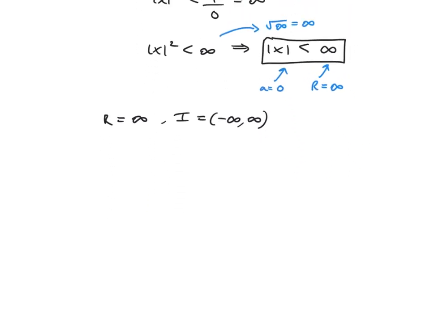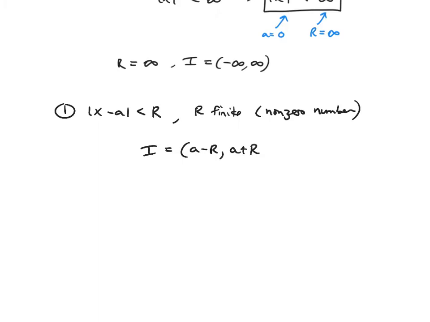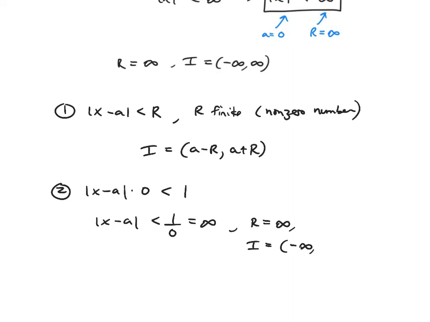And so that was the third case, and so we have 3 outcomes. We can get |x minus a| less than r, where r is finite. In the very first example we saw this. Okay, so this is some non-zero number. Then the interval of convergence is a minus r to a plus r. I think in the first example it was a half. Or we can get |x minus a| times 0 less than 1. We just saw that in the last example. In this case, I go |x minus a| less than 1 over 0, which I interpret to be infinity. My r is then equal to infinity, and my interval is all real numbers.